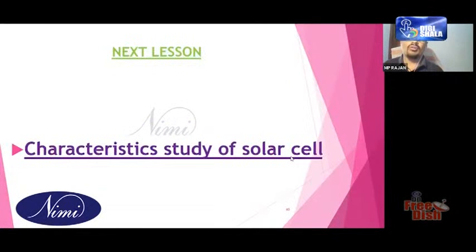Okay, so in the next class we'll see more about the solar cell: what is the voltage, what is the current, what is open circuit voltage, what is short circuit current, what is the IV characteristics curve, like this. Okay, so electrical characteristics of solar cell we'll discuss in the next video.